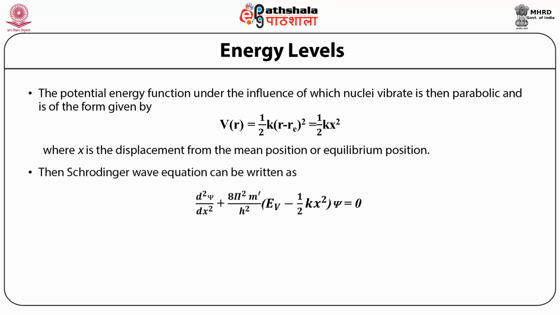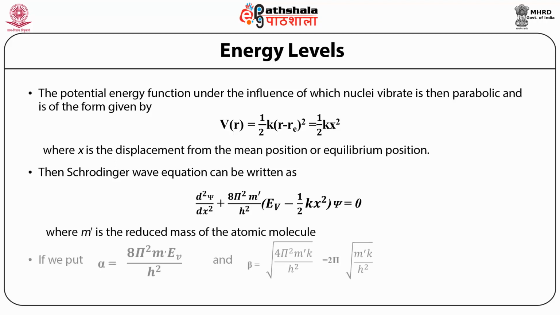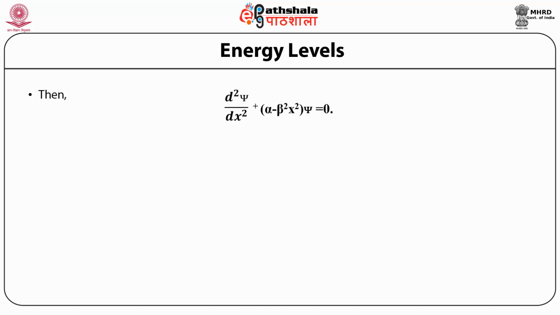Then the Schrodinger equation can be written as d²ψ/dx² + (8π²m'/h²)(E_ν − ½kx²)ψ = 0, where m' is the reduced mass of the diatomic molecule. If we put α = 8π²m'E_ν/h² and β = √(4π²m'k/h²) = 2π√(m'k)/h, then d²ψ/dx² + (α − β²x²)ψ = 0.